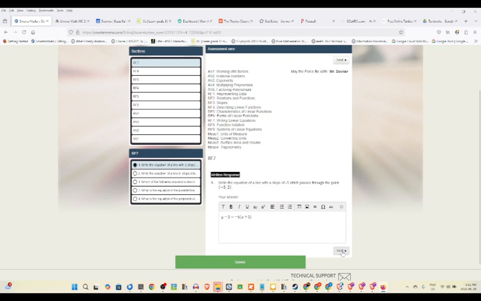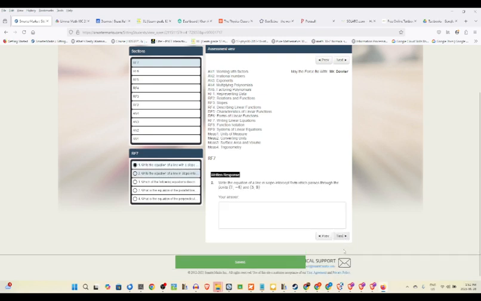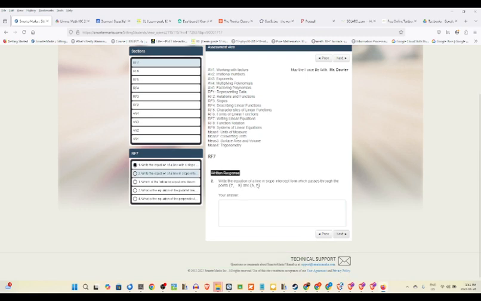Now, next, we want to write the equation of a line in slope-intercept form, which passes through the points 7, -8, and 5, 9. So our first step is to find our slope.